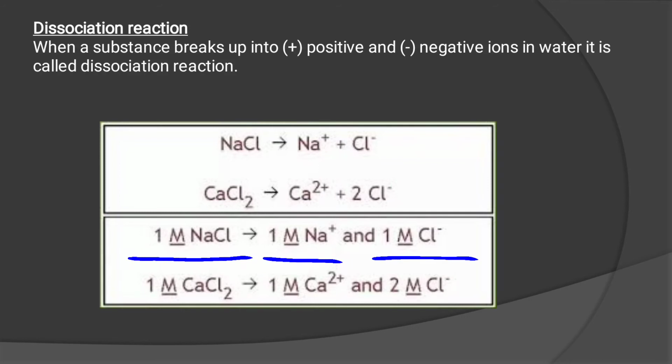Same amount of anions and same amount of cations we will be getting. So this is a dissociation reaction, in which the dissociating element breaks up into positive and negative ions.